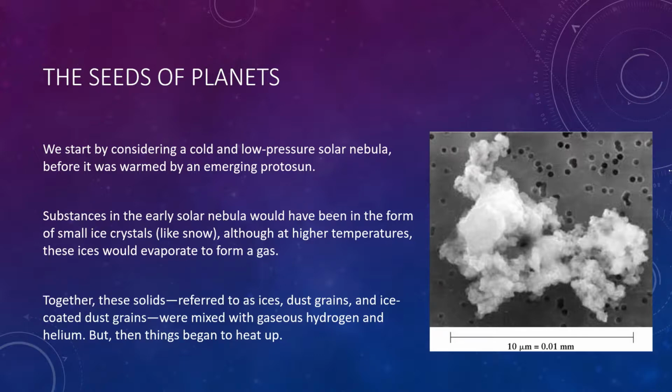As an example, you can refer to this figure, which shows a dust grain of the sort that would have been present throughout the solar nebula. Other substances in the early solar nebula would have been in the form of small ice crystals like snow, although at high temperatures these ices would evaporate to form a gas. Together, these solids, referred to as ices, dust grains, and ice-coated dust grains, were mixed with gaseous hydrogen and helium, but things began to heat up.